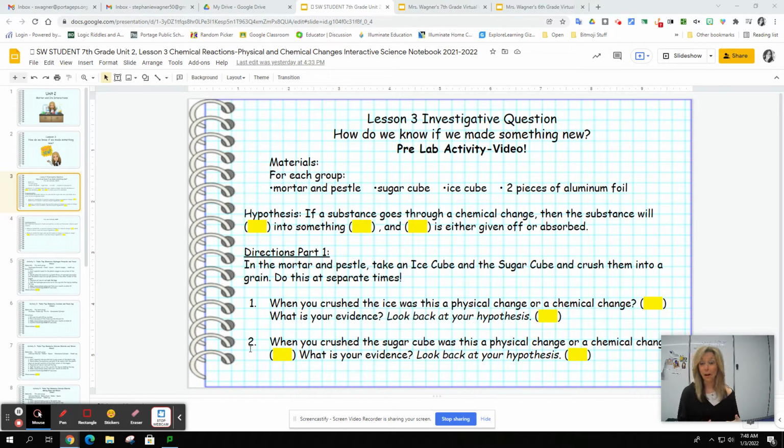So you have a new notebook, and this notebook is all about physical and chemical changes. If you recall, the last thing that we worked on was physical properties and chemical properties. So we'll just review real quick.